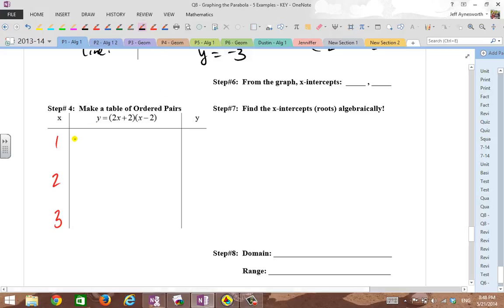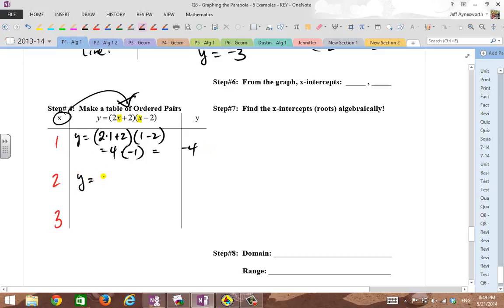So let's do it. So 1, 2, and 3. And let's plot. Or let's calculate actually. I need to take x and I need to substitute it in here everywhere I see x, which means I have to substitute it in those two locations. So 2 times 1 plus 2 times 1 minus 2. All right, 2 times 1 is 2, plus 2 is 4, times negative 1. All right, and that's negative 4. So that's my first point, 1, negative 4.